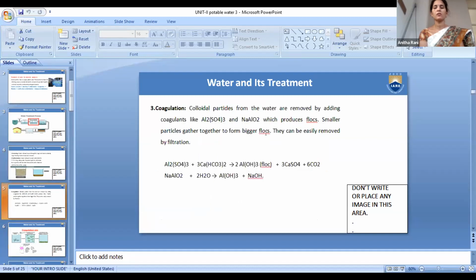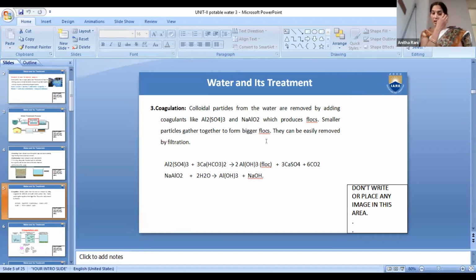And third step is coagulation. This is also an important step because we want to remove any colloidal particles present in water. The fine particles which are present in water, we can remove by adding coagulants. So what are the coagulants we use here? Aluminum sulfate and sodium aluminate. So 2 chemicals we are using here, aluminum sulfate and sodium aluminate.